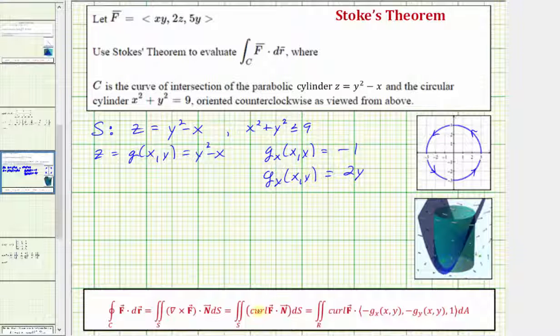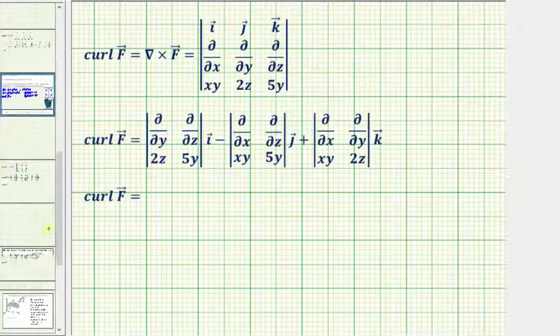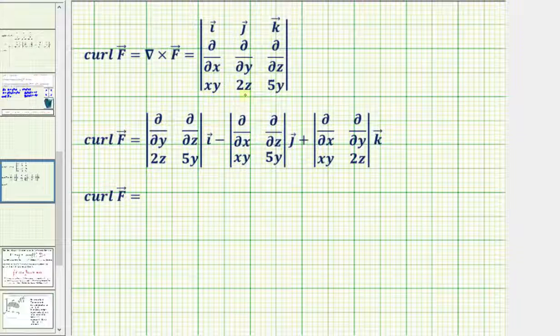Now for the next step, let's find the curl of the vector field f, where the curl of the vector field f is equal to del, or the differential operator, crossed with the vector field f. So this cross product would give us this 3×3 determinant, where the first row is the unit vectors i, j, and k, the second row the differential operators, and the third row the components of the vector field f. Using expansion by minors, we would get this second line here, where to evaluate the 2×2 determinants, we'll find this product minus this product for each determinant.